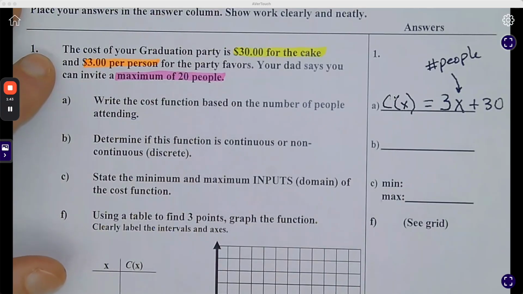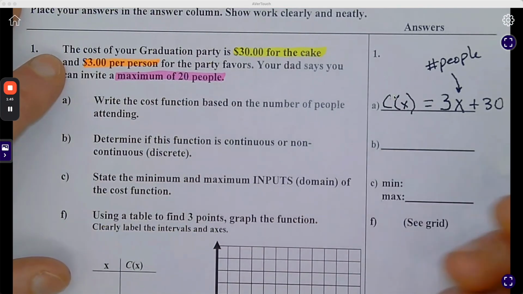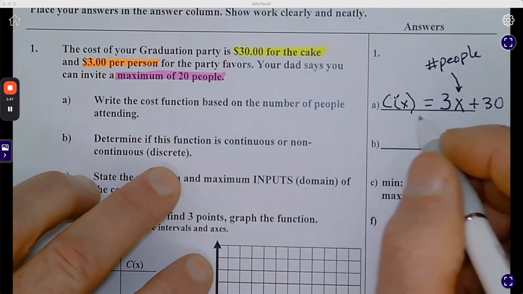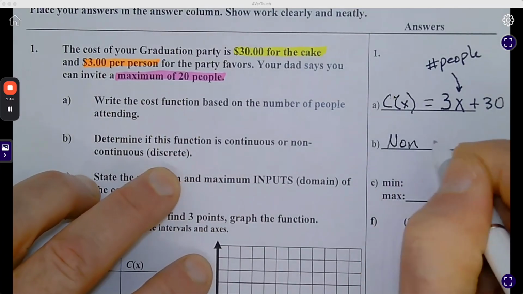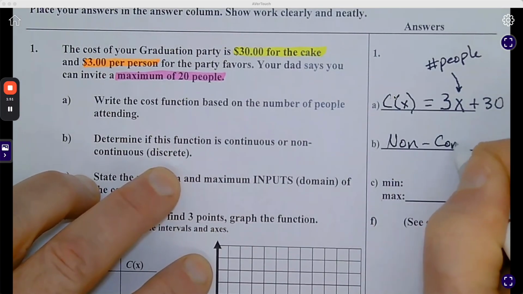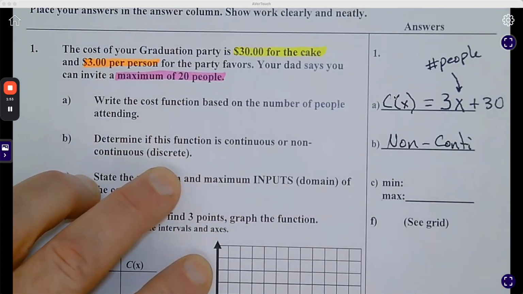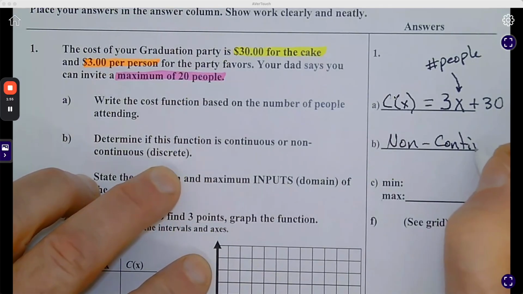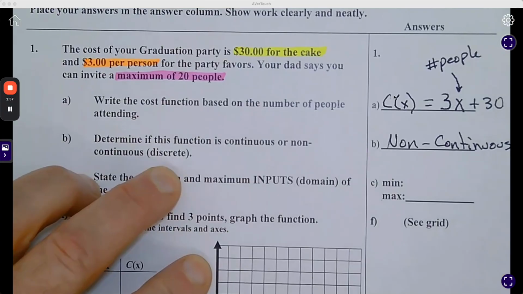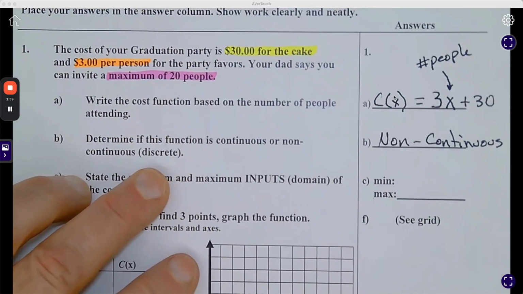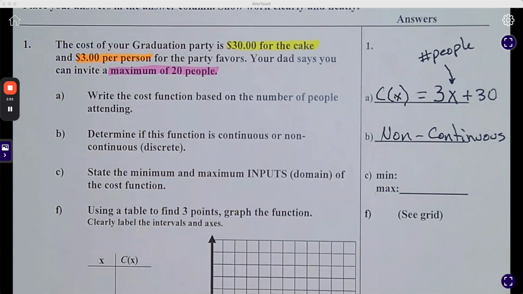Determine if the function is continuous or non-continuous. That means discrete. All right, this is non-continuous because you can't have a half of a person or a third of a person or 7.2 people show up. They've got to be whole numbers, 1, 2, 3, 4, 5. So, at a maximum of 20.